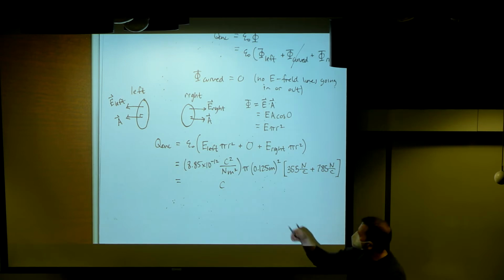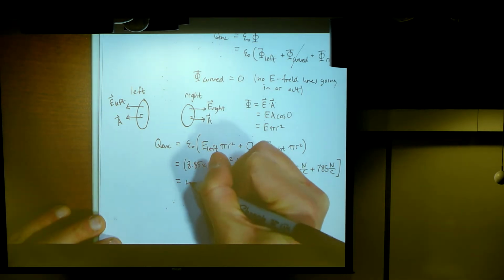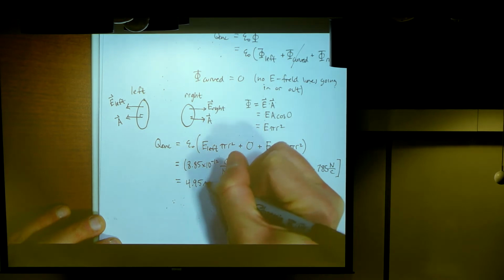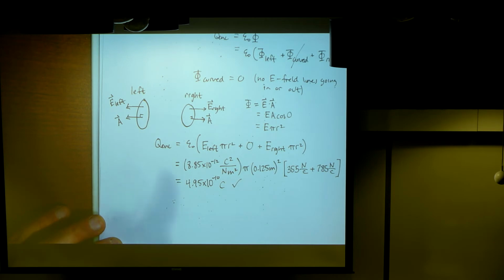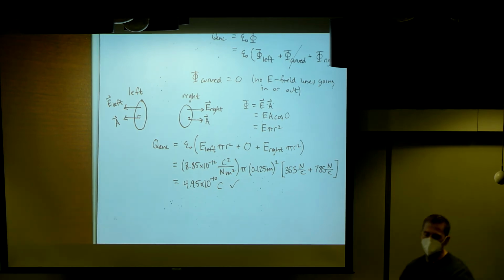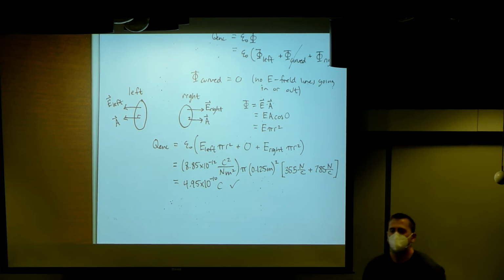All right, so someone tell me, how much charge does that work out to? 4.95 times 10 to the minus 10 coulombs. We were able to determine that purely based on how much electric flux the charge is actually producing for us. Okay? So do we have any questions on this example and how it works?